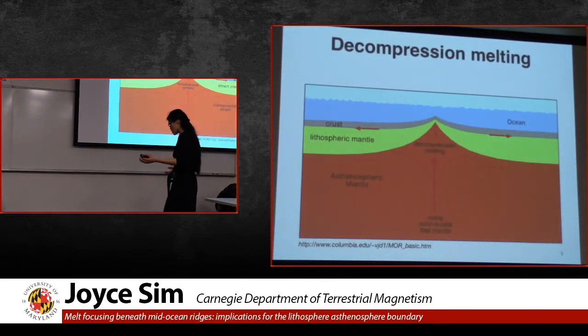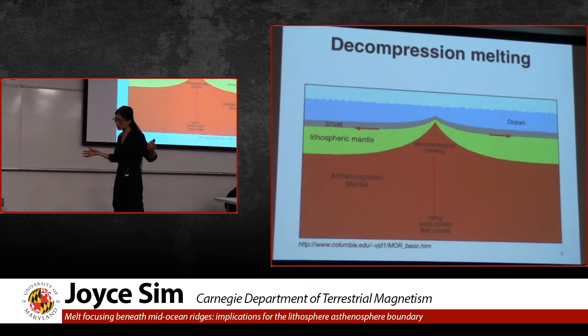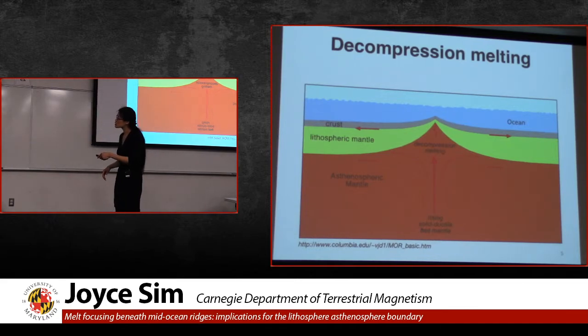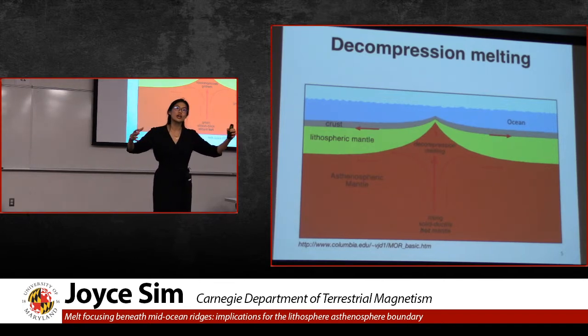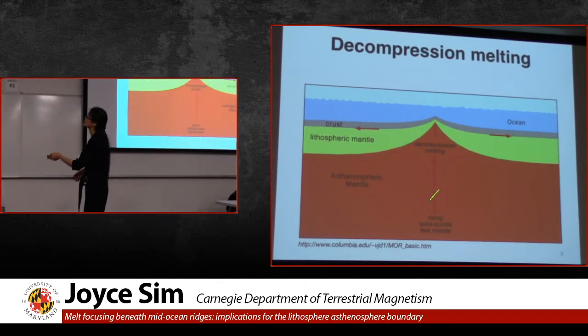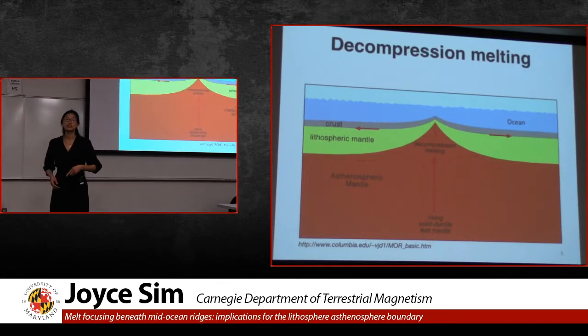So one of the traditional views of how the melting occurs at mid-ocean ridges that forms new oceanic crust is by decompression melting. So you pretty much get two oceanic plates pulling apart, and by conservation of mass, you need to pull stuff in to fill that space, and so you get decompression melting right here in the center.